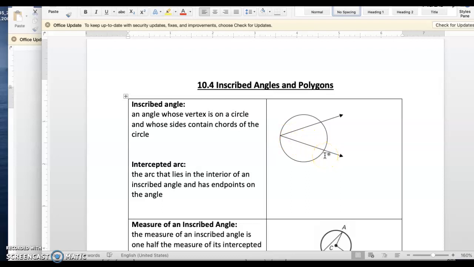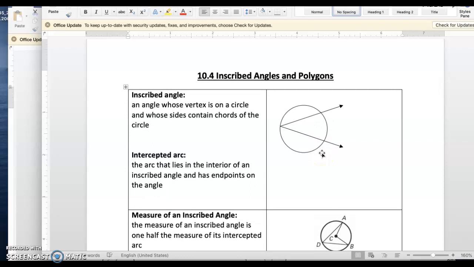The intercepted arc that this inscribed angle goes through, it still lies on the interior of an inscribed angle, and it has endpoints on the angle. So what it means by it lays on the interior of the angle is it's inside this bigger angle here. And then the endpoints being on the angle itself is the arc would run from one endpoint to the other, only within the limits of the angle that is given to you. We're going to be trying to find the actual measures of these inscribed angles or intercepted arcs.